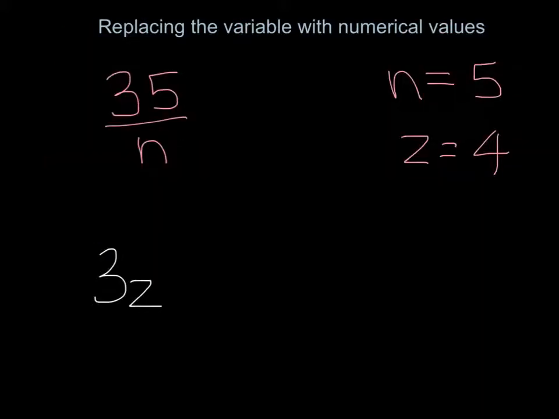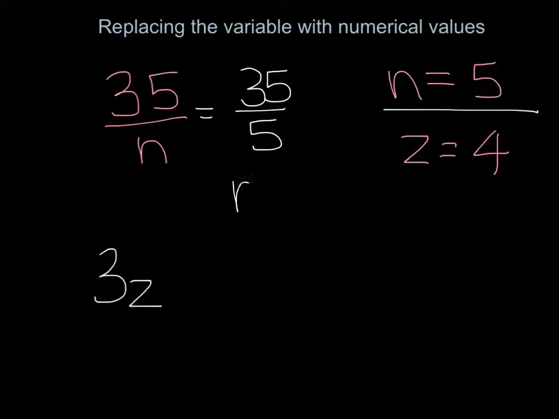Now we're going to take a look at replacing the variable with numerical values. So to do this, you would be given an expression 35 over n, but they would have to tell you what n is in order for you to be able to solve. So they've said that n is 5, so this means that this is 35 divided by 5, so n equals 7. The next one is 3z.